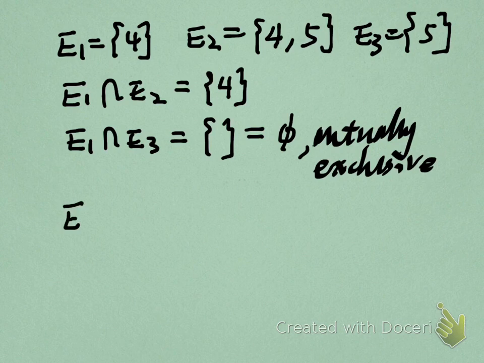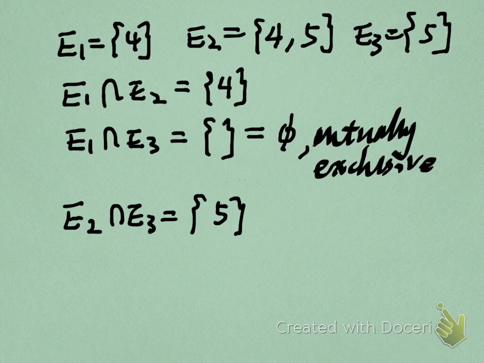And then if we look at E2 intersection E3, E2 equals 4 and 5, and E3 has only one element, 5. So the common item here is the number 5. So this means E1 and E2 are not mutually exclusive, E1 and E3 are mutually exclusive, and for E2 and E3 the intersection is 5. So this is one more example about sets and mutual exclusivity.